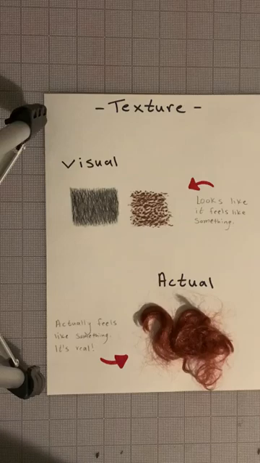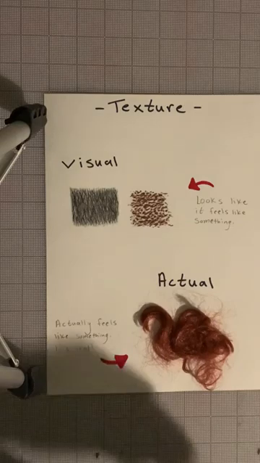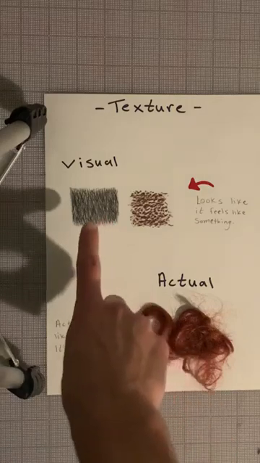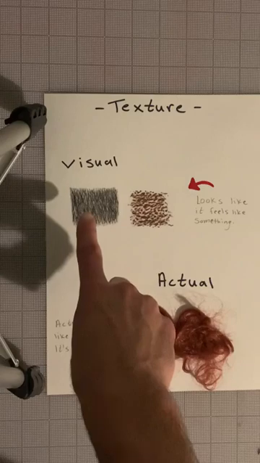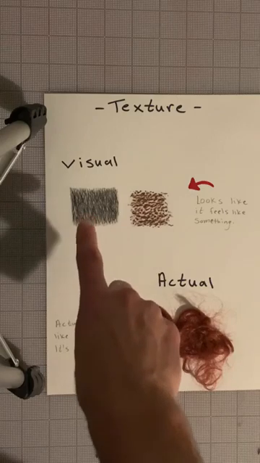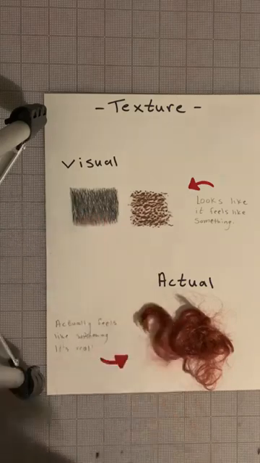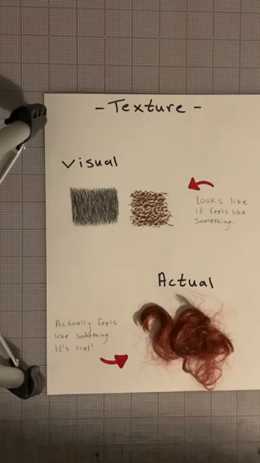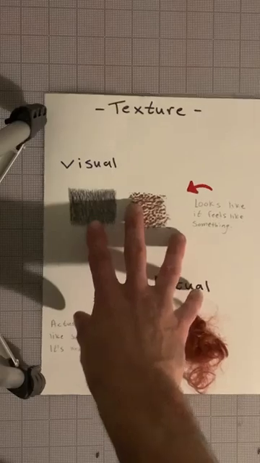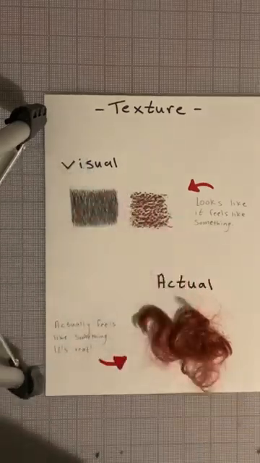Visual texture, like we have at the top here, looks like it feels like something. So here I drew a little patch of fur with a colored pencil, and it looks like a furry dog, or like the fur on a dog, but it's actually just drawing on paper, okay? So it looks like it feels furry.